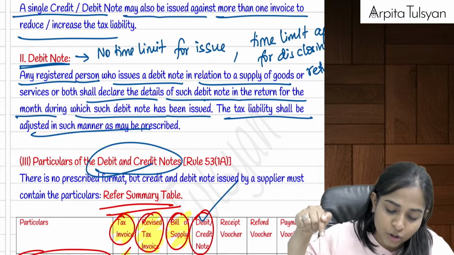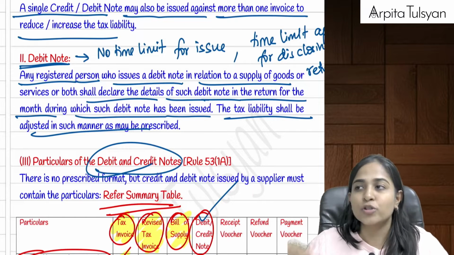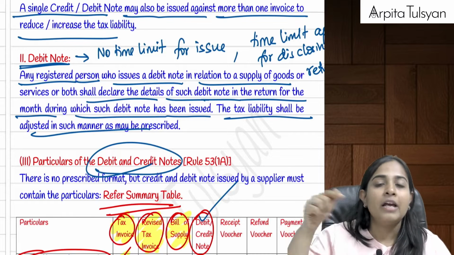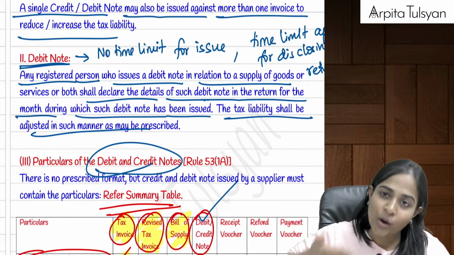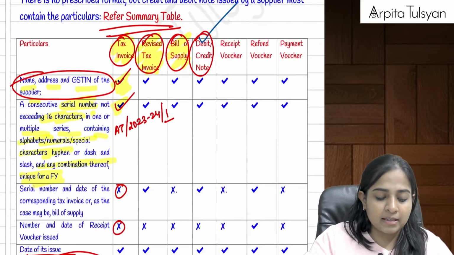That is, the debit note should be disclosed in the return in the same month when the debit note was issued. So whenever we are issuing the debit note to the recipient, in that same month's return, we have to disclose that debit note, because in case of a debit note, your liability is increasing, so you have to disclose it in the GST returns.